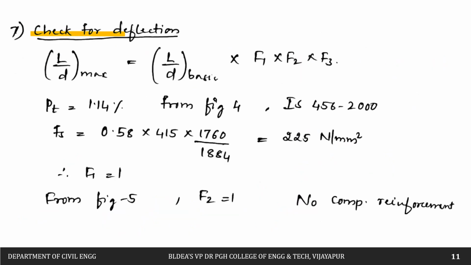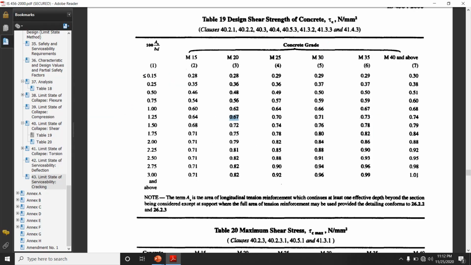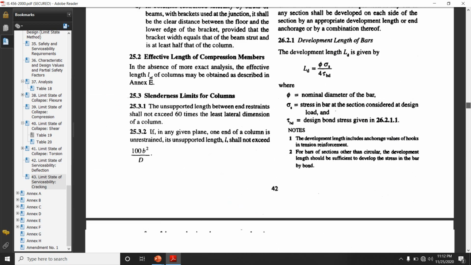Then next we have to check for deflection now. Already we have seen this formula, that is l by d max, that has to be equal to l by d basic multiplied by F1, F2, F3, or kt, kc and kf, which we are going to have in the code book. So F1 is for tension, compression and flanged beams. So we have to calculate now the percentage of steel. Already we have calculated, which is 1.14. So therefore from figure 4 of IS 456 2000, you'll come to know.